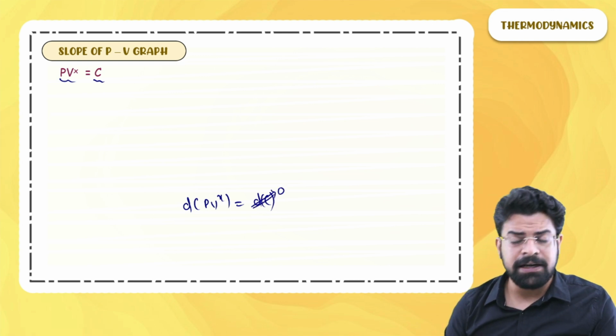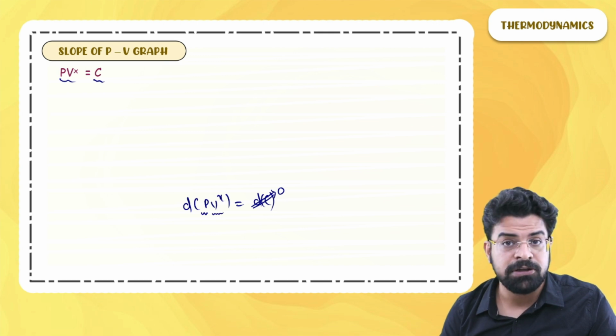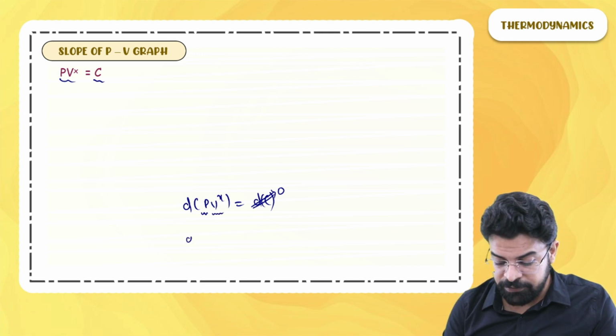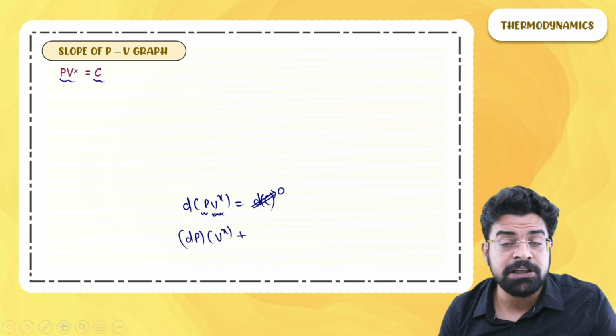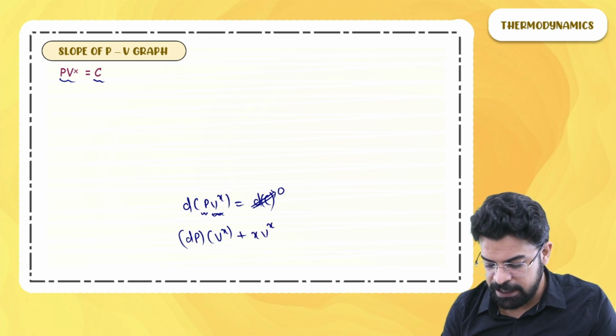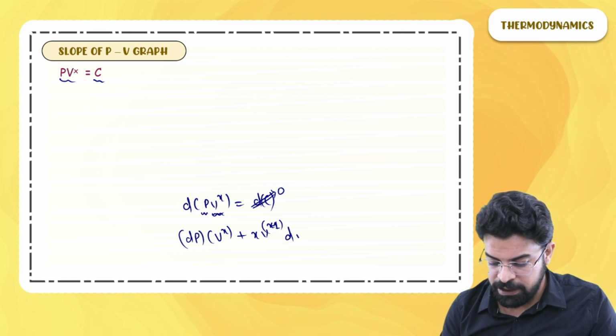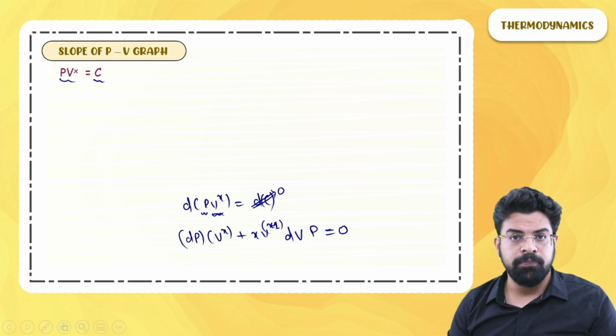But on the left hand side, we need to differentiate multiplication of P and V raised to the power of x. How to do? It will be differentiation of first term multiplied by second term as it is, plus differentiation of second term, which is V raised to the power of x. Now the differentiation of V raised to the power of x will be x V raised to the power of x minus 1 into dV multiplied by first term P as it is, and this equals 0.